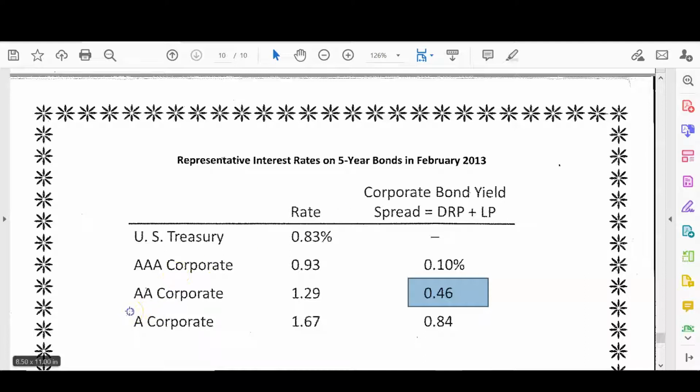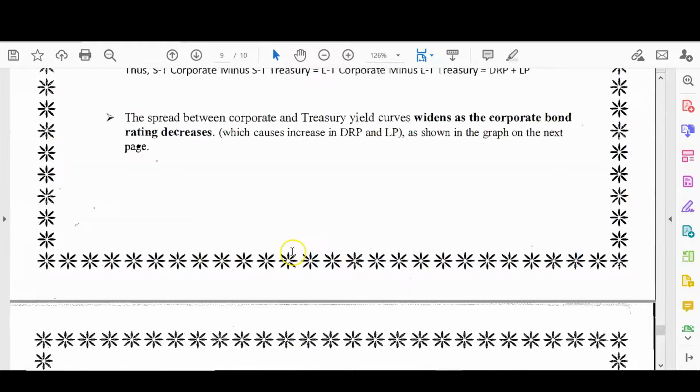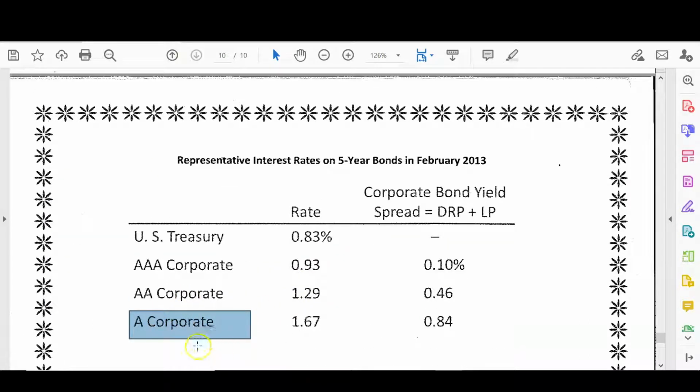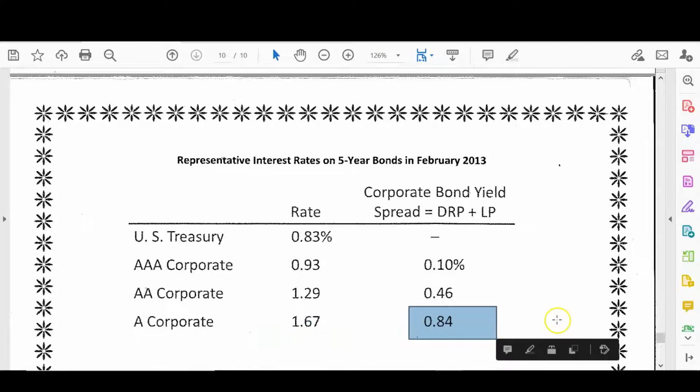Okay, we continue to the single A corporate bond. It has even higher risk and the rating is also worse. The rating decreases, so the interest rate goes up again because of the higher risk. And the corporate bond yield spread, DRP plus LP, is 0.84.